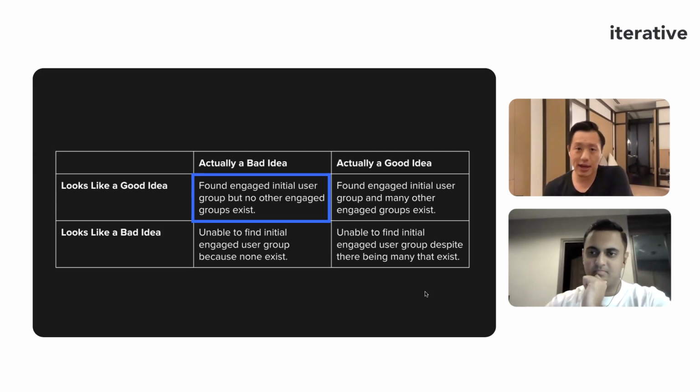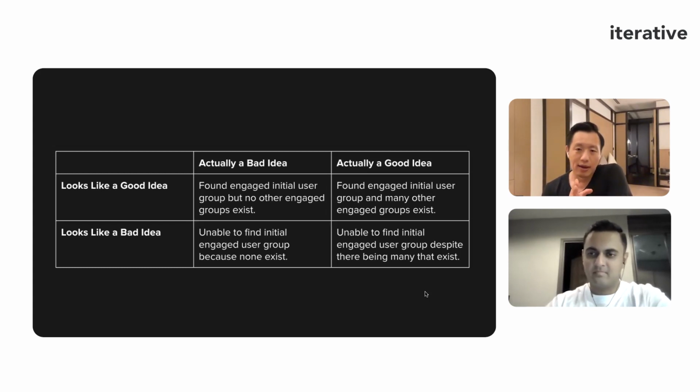And this happens sometimes. Actually this happened to me for our second company. I'll talk about it in more depth, but basically you find an engaged initial user group, things grow really fast, you move on that, and it ends up being maybe not as promising an idea because outside of that group of people, they may not want it as much.